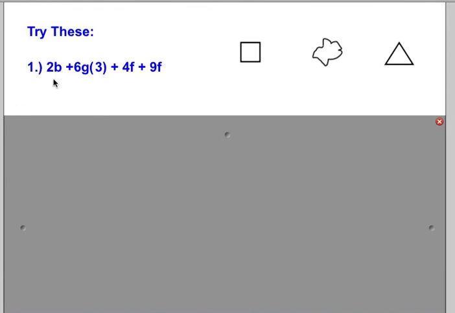So here's 2b, that stands alone, that's okay. But right here is a problem. It's 6g times 3. So when I have a variable that has two numbers next to it, I have 6 times g times 3. So what I want to do here is combine that 6 times 3, and I end up with 18g. So now I have 2b plus 18g plus 4f plus 9f.